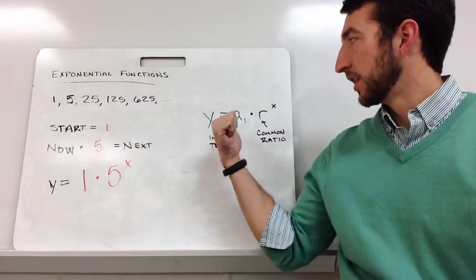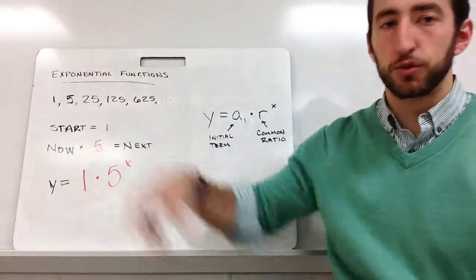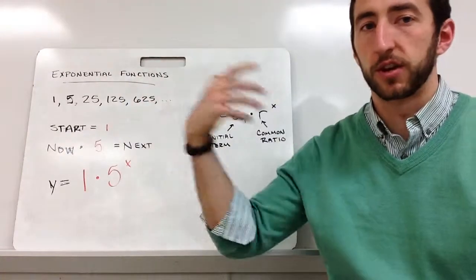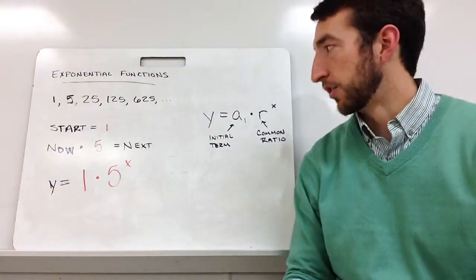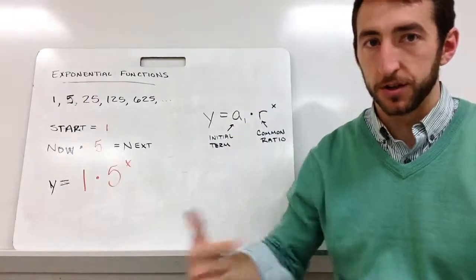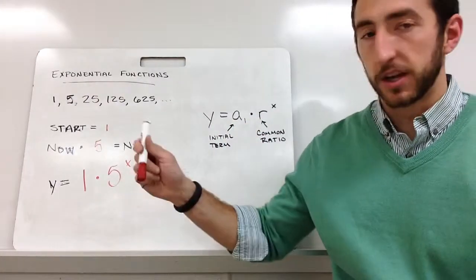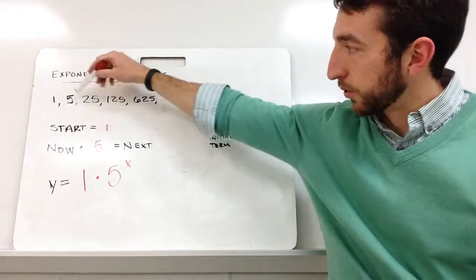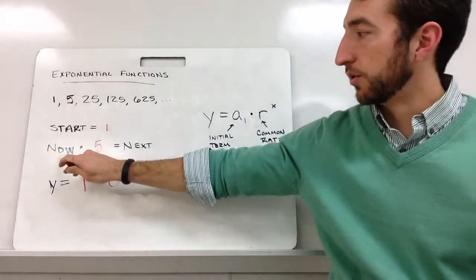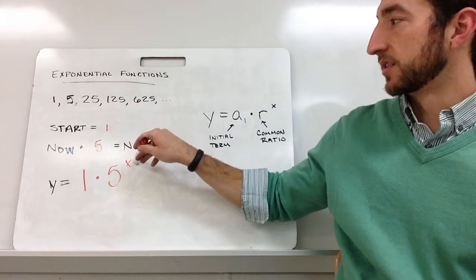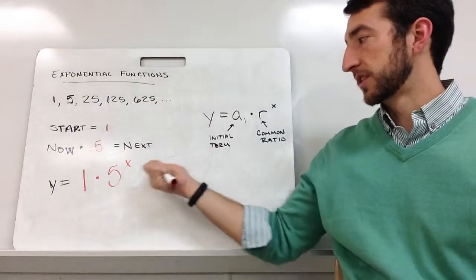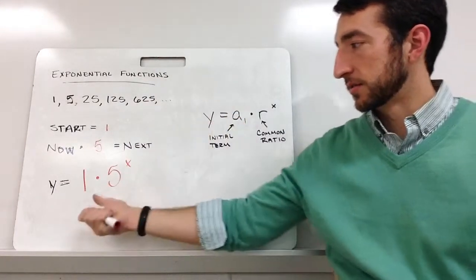This equation is going to help us jump to whatever term we need, whether it's the 40th, 50th, or 100th term, so that we don't have to keep pressing enter and do a recursive formula to get there. Looking at our next pattern, our starting point is 1, and we multiply by 5 to get to the next number. Now if we wanted to skip some numbers, we're going to make this equation.